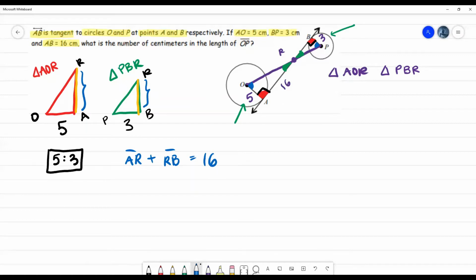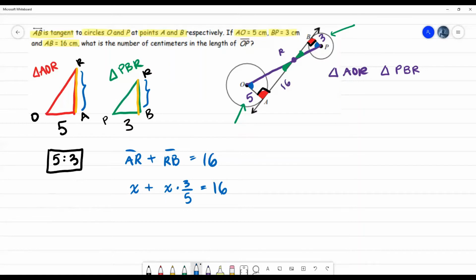So AR in our equation can be x, and RB can be x times 3/5, because 5 times 3/5 is 15 over 5, which is equal to 3. So the 3 is 3/5 of 5. That's why we're putting 3/5 right there. And then we get 16. So here's our algebraic equation. All we have to do is solve the equation.